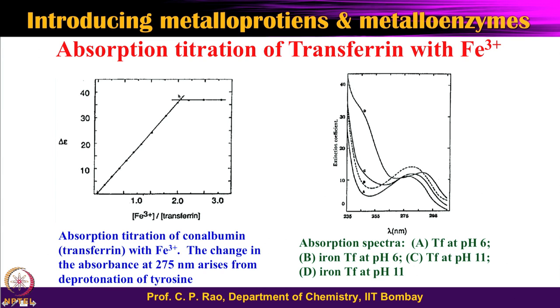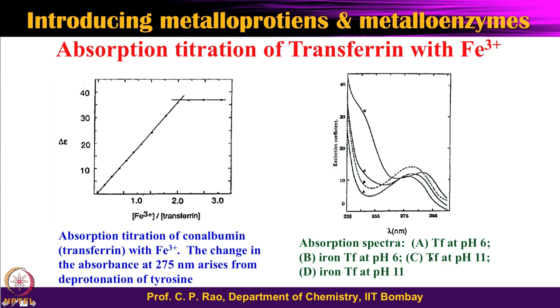This particular region explains that a complex is formed between the iron and the protein. Here you can see that the intersection is at 2. And why 2? Because there is one iron center at the N terminal and another iron center at the C terminal, therefore 2. So, you are getting 2, absolutely right.